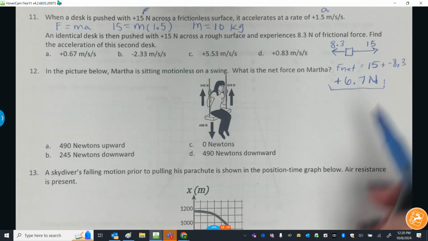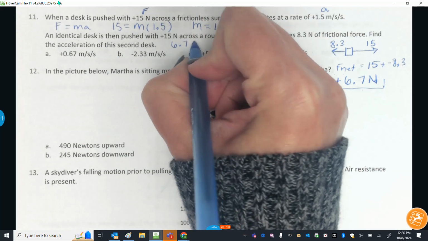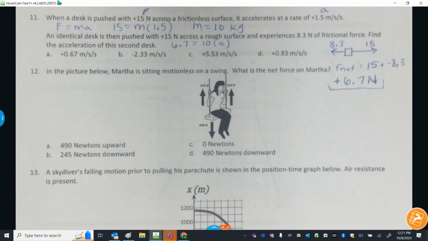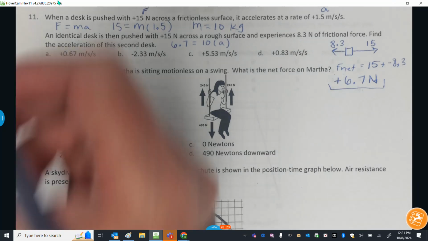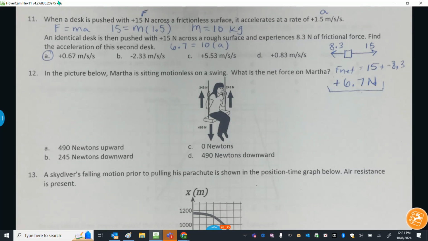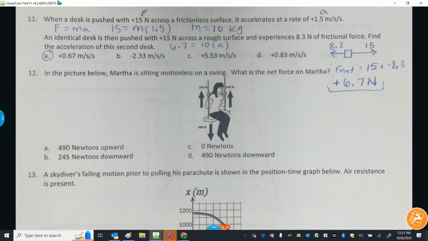And so now that we have a net force and we have a mass, we can find the acceleration. Going back to F equals ma, 6.7 equals my mass, which was 10, times my acceleration. And so if I want to solve for A, I'm really dividing 6.7 by 10, which is going to give me answer choice A, 0.67 meters per second squared. And again, you can check your sign as well because it should accelerate in the same direction as the net force. The net force was positive, and so is my acceleration in number 11. All right, any questions about number 11?